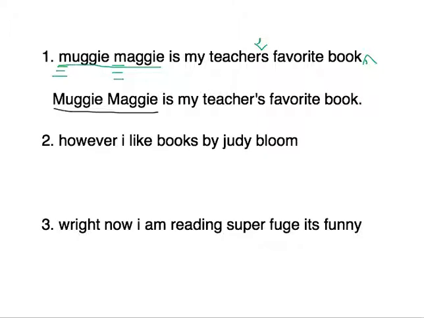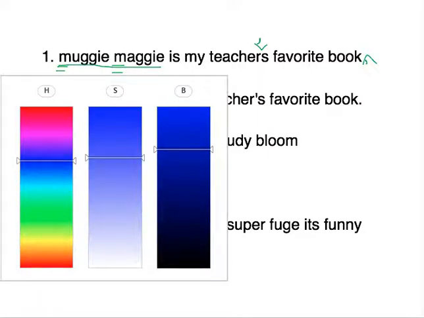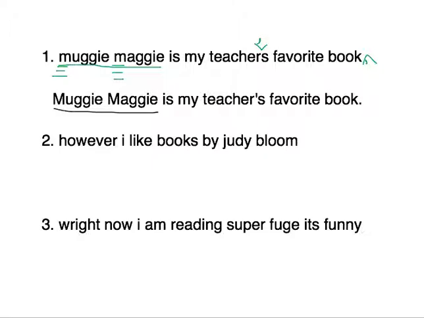And let's look at our second sentence. So our second sentence says, however I like books by Judy Blume. That doesn't sound right, and that's the first thing that I need to think about with my sentences. It doesn't sound right. So I'm thinking the person meant to say, however, I like books by Judy Blume. And to show that you need to take a pause after however, I need to add in a comma. Because however, pause, I like books by Judy Blume.